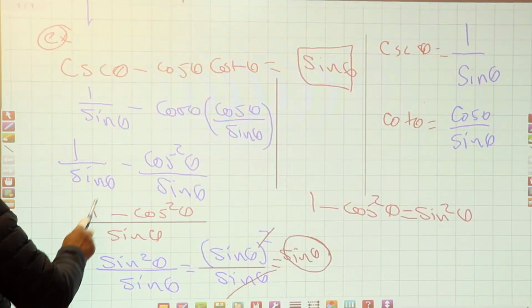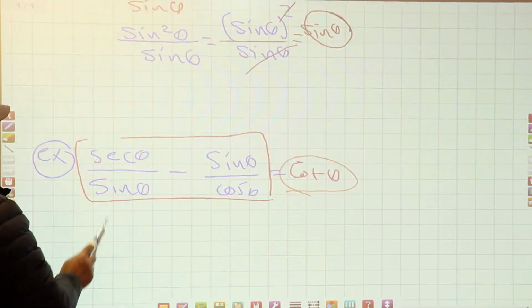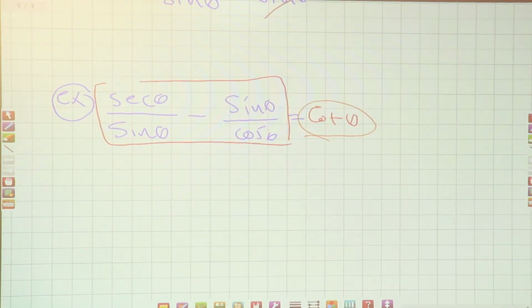That's what he or she wants us to prove. Wow. Okay.